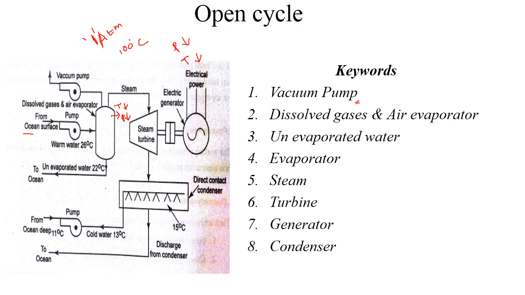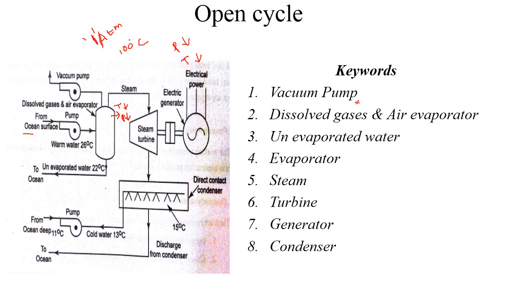This steam is used to run a steam turbine. The generated steam is used to run a steam turbine. What remains? The dissolved gases, since water also has some gases. The unevaporated water will return back to the ocean. The evaporated water converts into steam and is used to run a steam turbine, and power gets produced with the help of the generator.